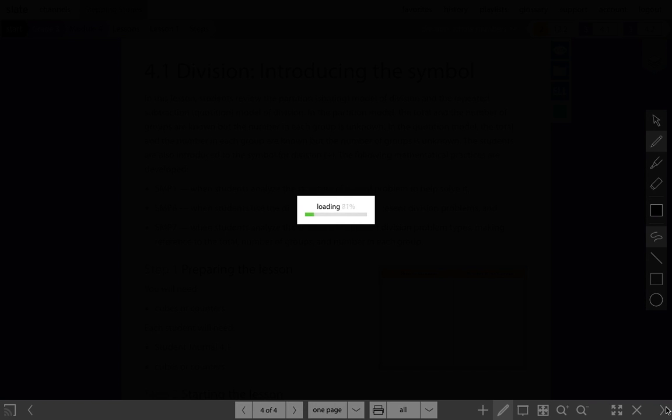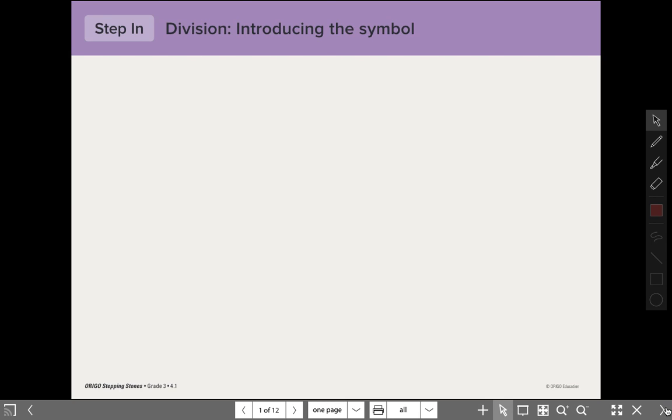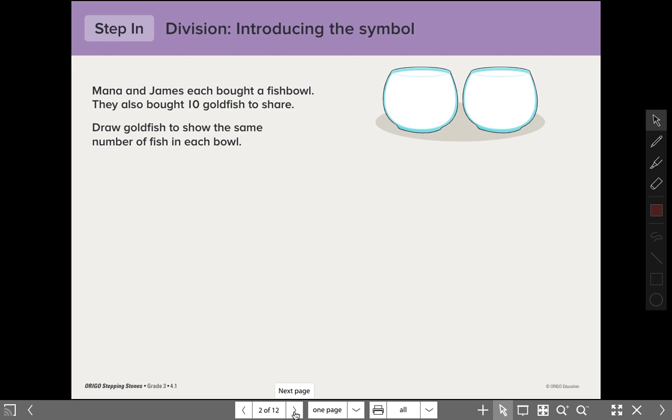Alrighty. Let's go through this step ahead, or step in real quick. Okay. Mana and James each bought a fish bowl. They also bought 10 goldfish to share. Draw goldfish to show the same number of fish in each bowl.